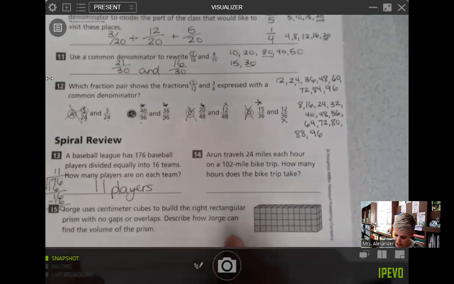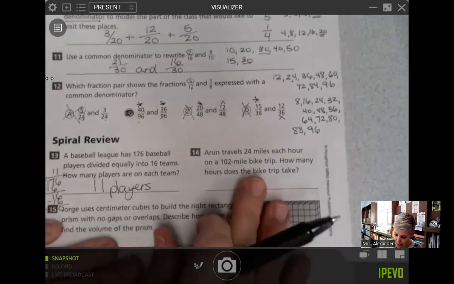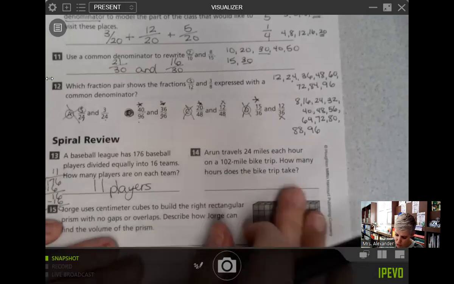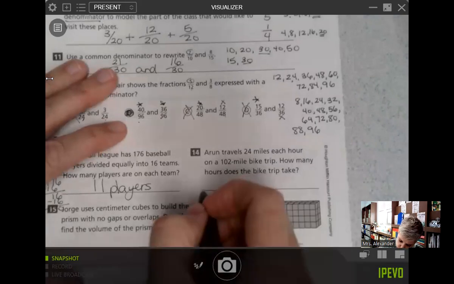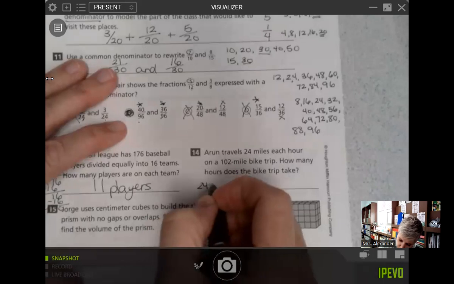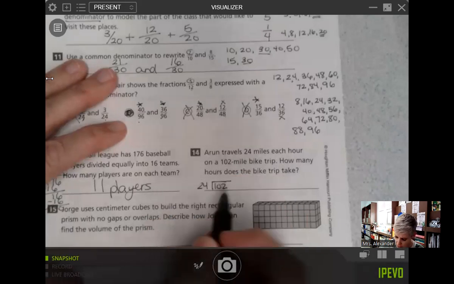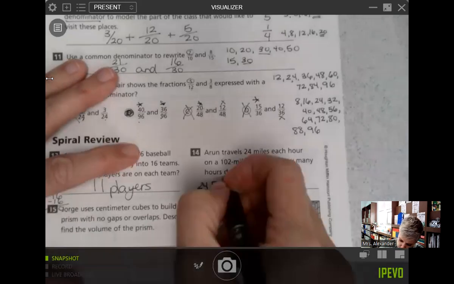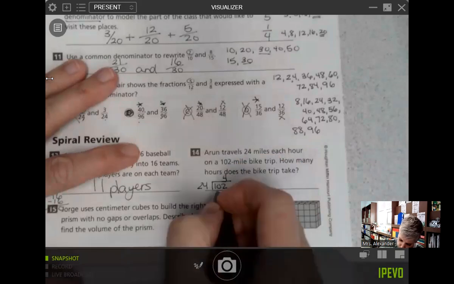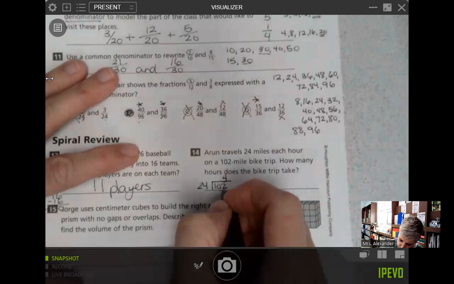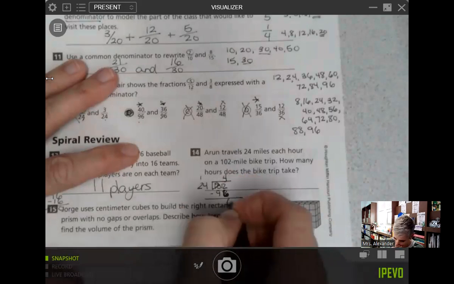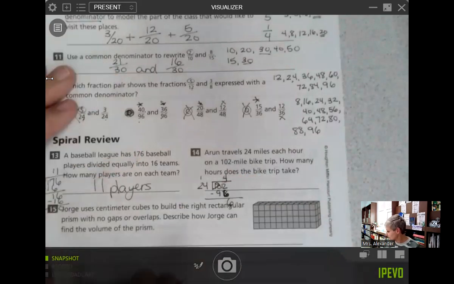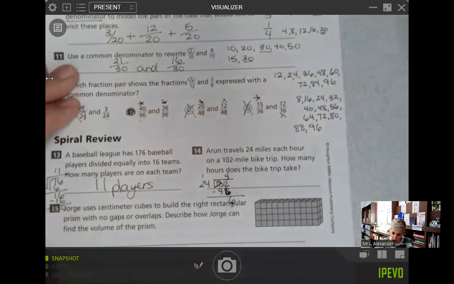Arun travels 24 miles each hour on a 102-mile bike trip. How many hours does his trip take? 24 miles in an hour. So we're going to do 102, sorry, divided by 24. 24 does not go into 1. It does not go into 10. It goes into 102. I'm going to say 4 times 8. Oh, I'm sorry, 16. 4 times 4 is 16. And 9. When I subtract, I'm left with 6. How many hours does the bike trip take? I'm going to say 4 hours.